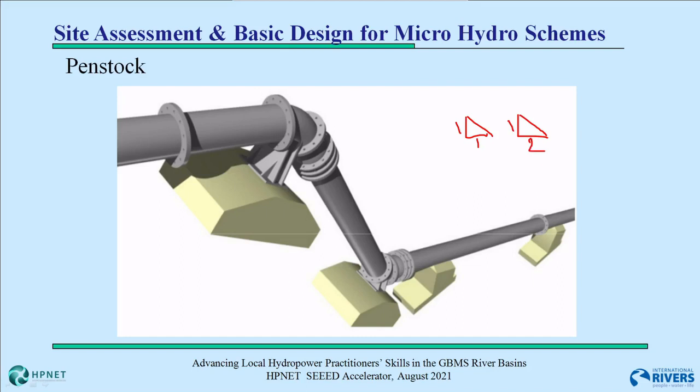It is difficult to manually lay penstock, construct support piers, and anchor blocks if the slope is greater than 1:1. That is, if it is 1:0.5, that means it is very, very steep. You cannot build anything there. Also, try to minimize bends since these will require additional anchor blocks.